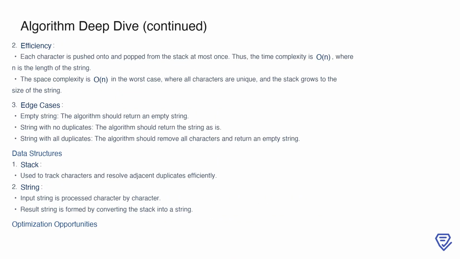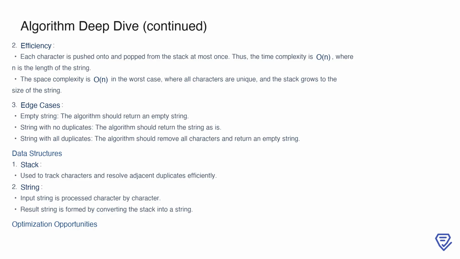The efficiency of this algorithm comes from the fact that each character is pushed onto and popped from the stack at most once, making the time complexity O(n), where n is the length of the string. The space complexity is also O(n), in the worst case, where all characters are unique and the stack grows to the size of the string.